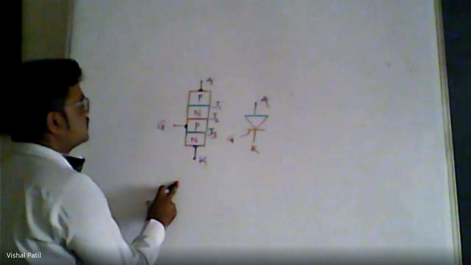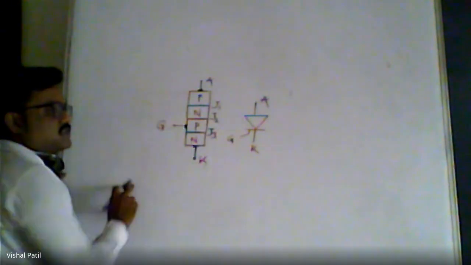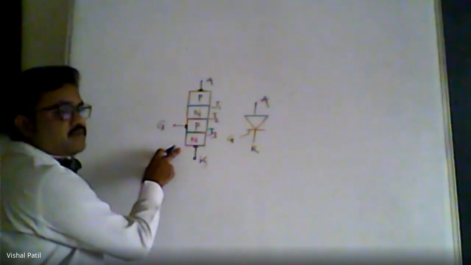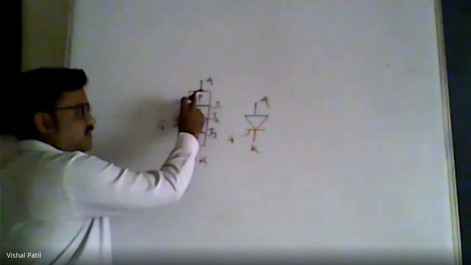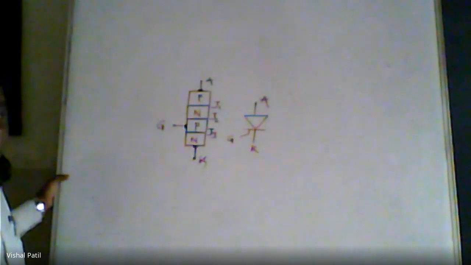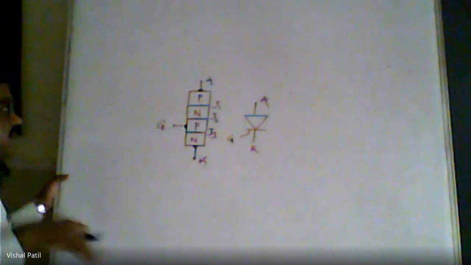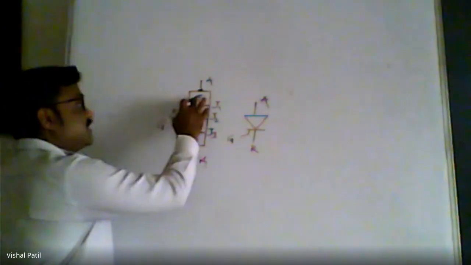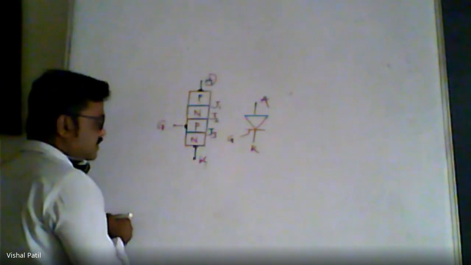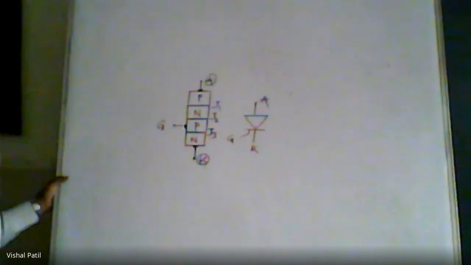Now the terminal on the P side of the thyristor, because since there are four layers, one side is of P material and the other side is of N material. The P side terminal we always connect to the positive terminal of the supply, the positive terminal of the bias. We call it a forward bias. When it is in forward bias, this P side terminal is called the anode, and the opposite terminal of the anode is always the cathode.